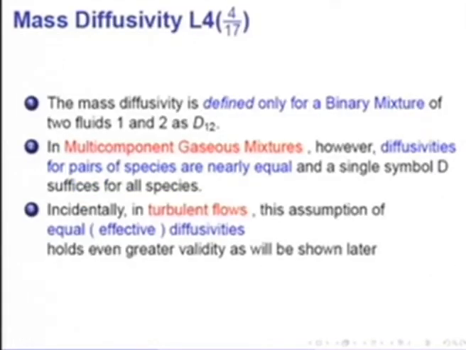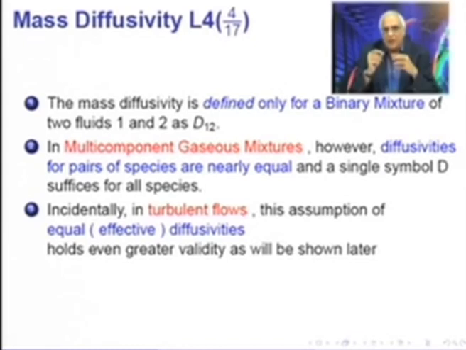A word about mass diffusivity. Strictly speaking, mass diffusivity is defined only for a binary mixture of two fluids 1 and 2 as D12. But in a combusting product mixture, for example, there are several species present, and diffusivities of pairs of species are truly different. So, the diffusivity of carbon dioxide in nitrogen is different from diffusivity of oxygen in nitrogen and vice versa.